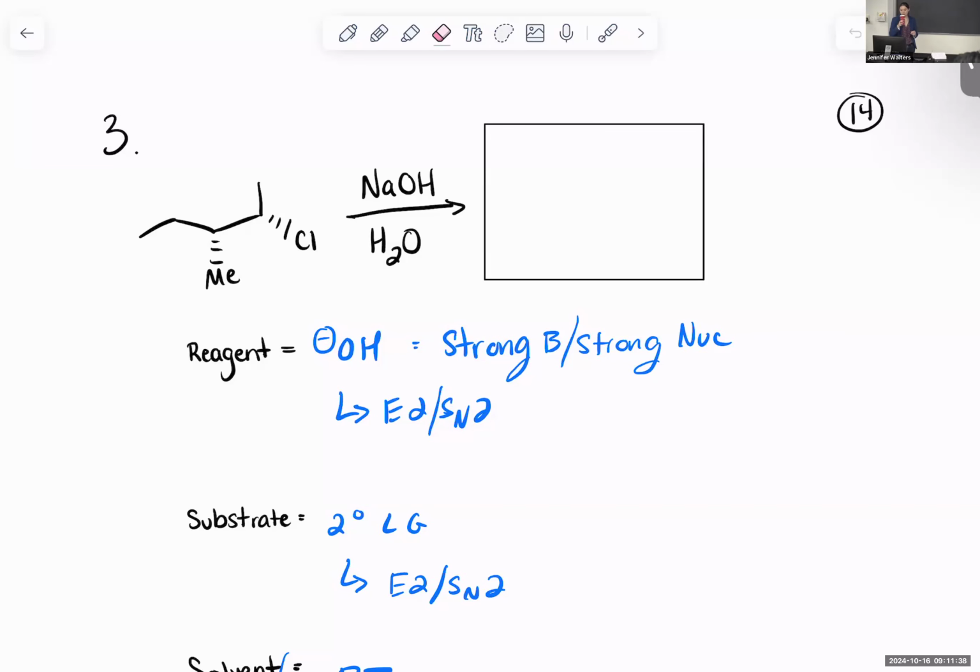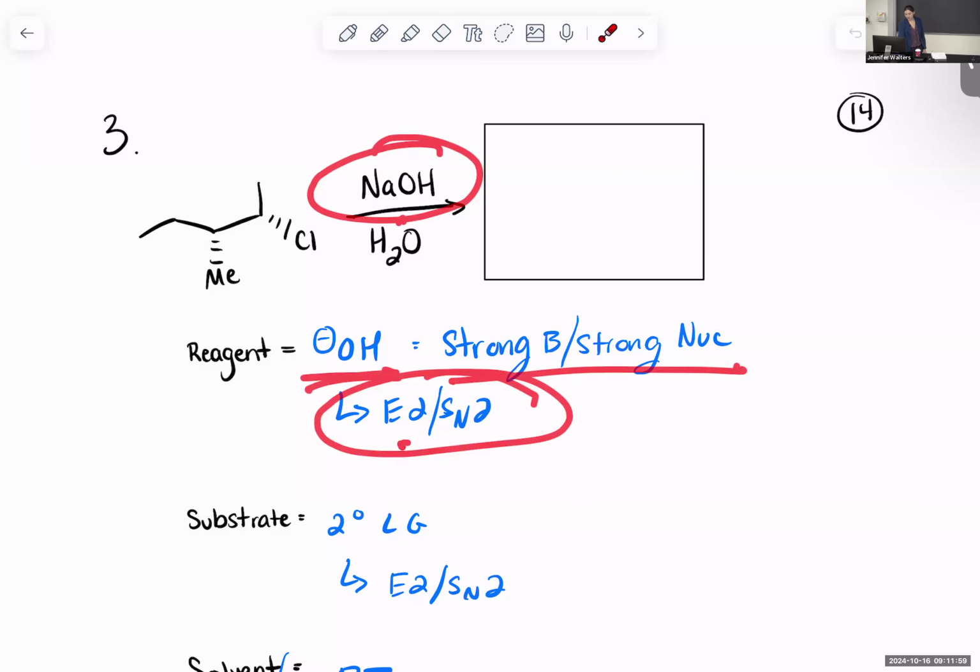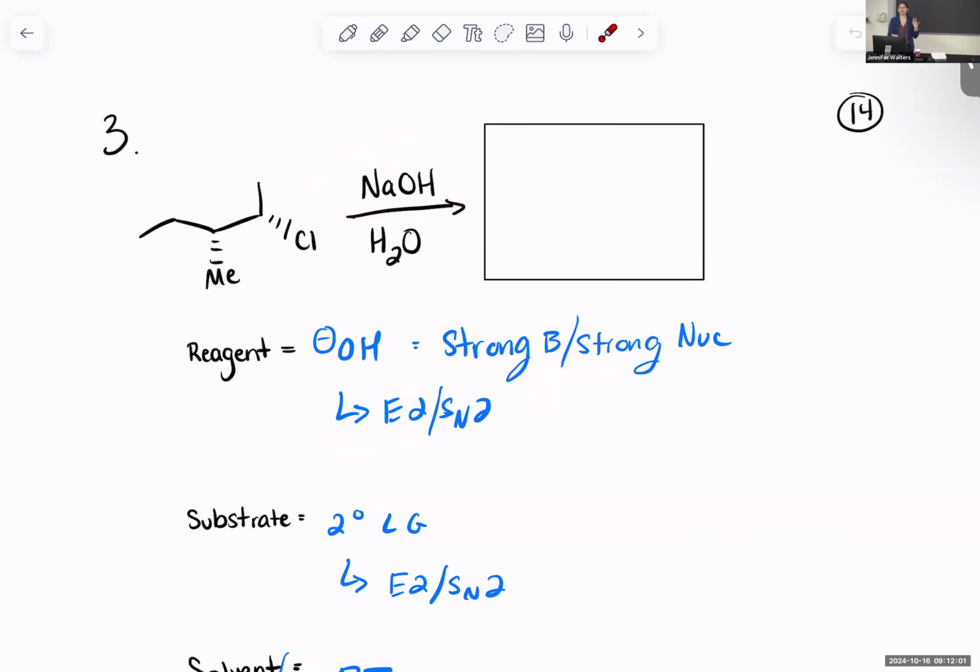So we left off with this example, and we had said that we looked at our reagent. Our reagent was that hydroxide. So hydroxide, because it was the O-, was a strong base, strong nucleophile. That told us we were going to do E2 or SN2, because the really reactive reagent is going to react right away. So it's not going to wait around for a carbocation. It's going to immediately attack either a carbon or a hydrogen.